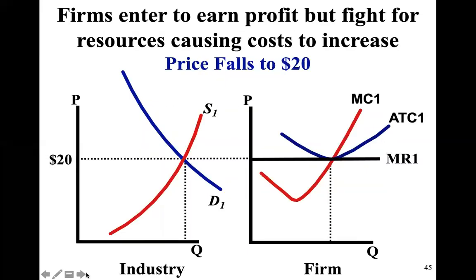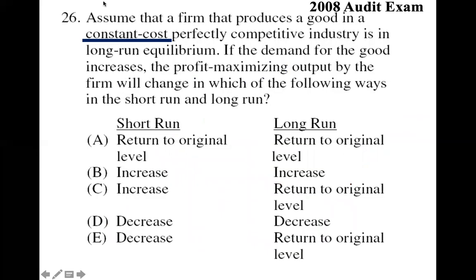So the biggest takeaway from this is make sure when you get questions that you always read the directions, the wording really carefully, and it's always going to define it for you. Typically, it's going to tell you that it's a constant cost industry, in which case the price goes right back to where it started. But in the event that it says it's an increasing cost industry, then you have to have the scenario that we just looked at occur. So the correct answer on this one would be E, because it's a constant cost industry. In the long run, it will return to the original level.